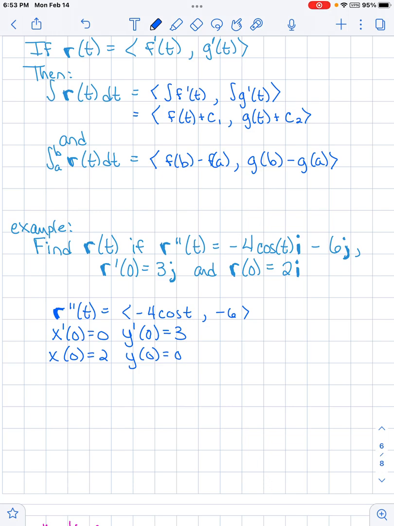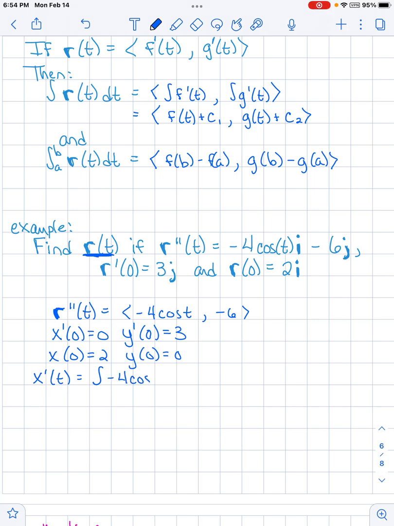Okay, I'm going to do the first step. We know the second derivative, so we're going to find the first derivative because the question's asking us to find the r vector, the original position. So we're going to work this backwards. We're going to take that second derivative function and we're going to integrate it. So first off, r prime of t, I'm going to find the x component first. So I'm going to find x prime of t first.